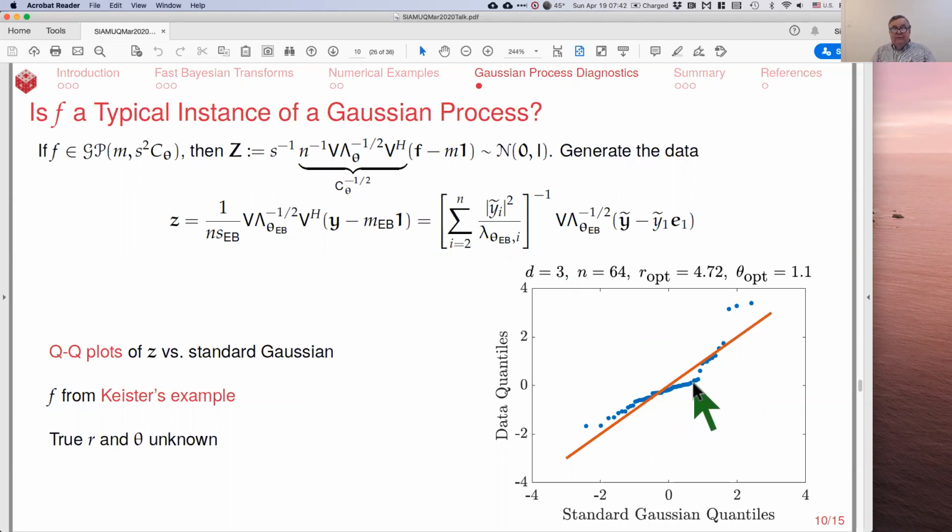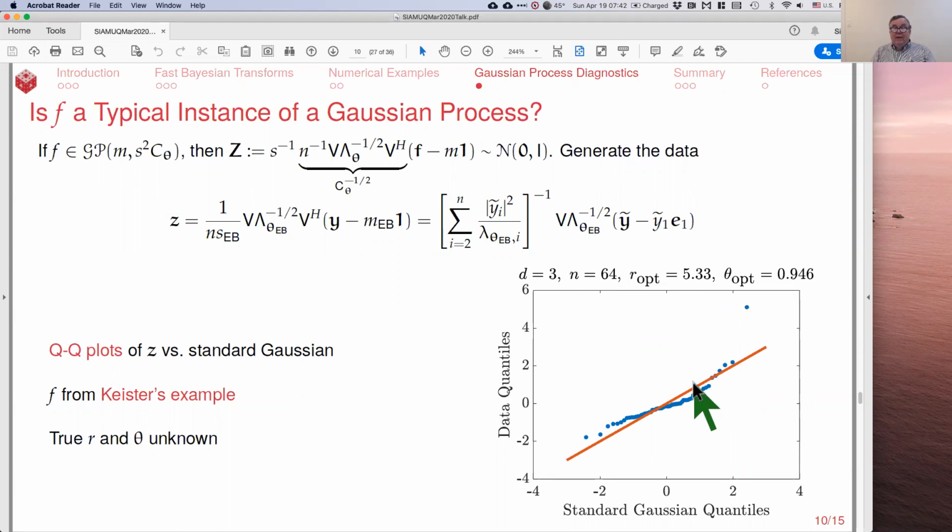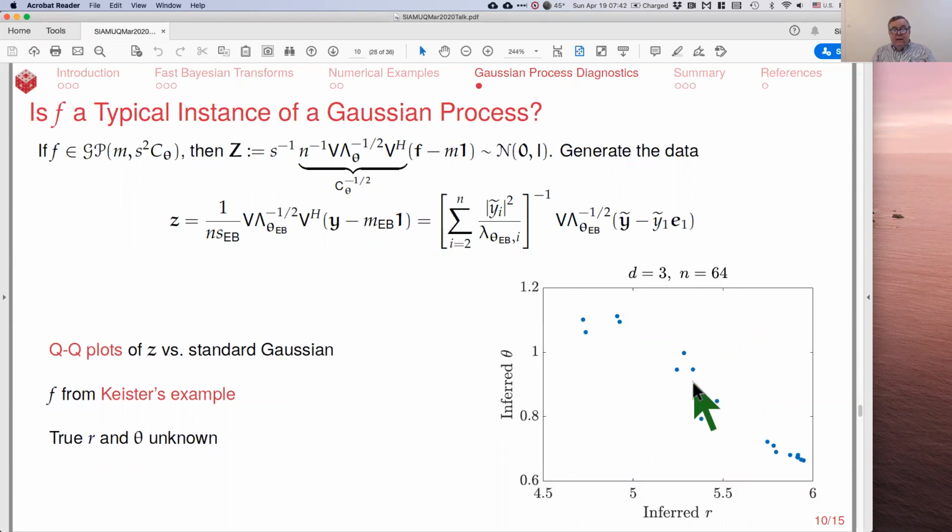Another example, different shifted points, same integrand. So the integrand's not changing, but the places we sample are changing. One nice thing is that the inferred R and theta are similar. They're not too wild.